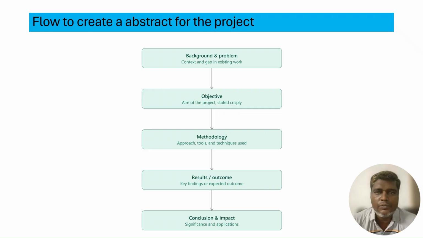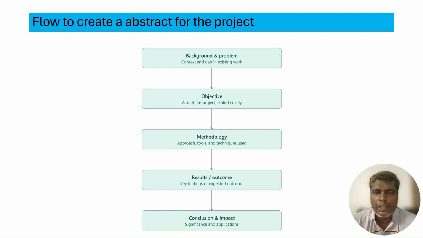These are the simple five steps you have to follow while creating an abstract. Initially, we have to identify the background and the problem. What is the background, what is the domain area, what is the real existing area you are going to take, and what is the gap or problem or limitation you have identified in that particular area. That we have to first address in the abstract.